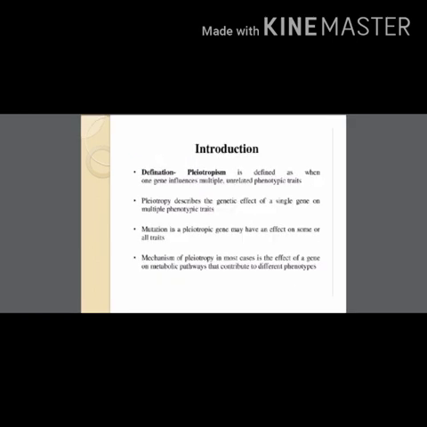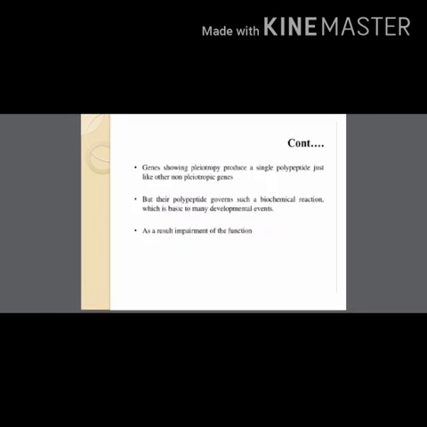Moving on to pleiotropy. Although a change in a single enzyme usually disrupts a single biochemical pathway, it frequently has more than one effect on phenotype. So, we can say that when one gene influences multiple phenotypic traits, it is called as pleiotropy. Mutation in a pleiotropic gene may have an effect on some or all the traits.